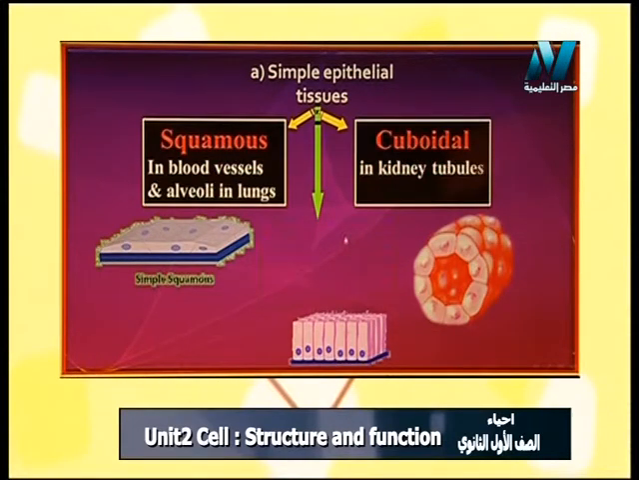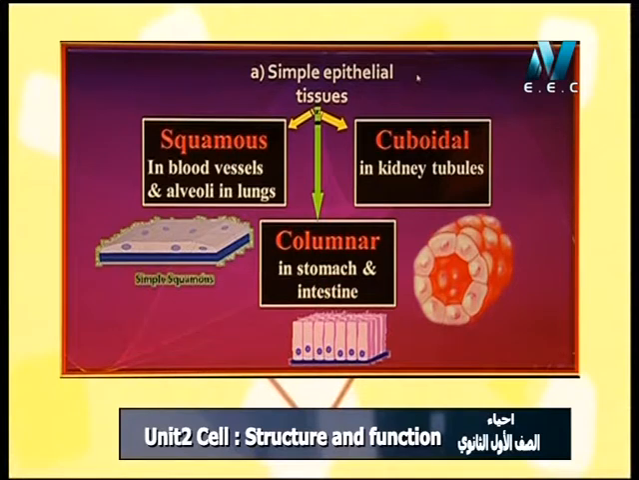The simple epithelial tissue are divided into 3 types: squamous, columnar, and cuboidal tissue. Squamous in blood vessels and alveoli in lungs, cuboidal in the kidney tubules or the nephrons of the kidney, the columnar in stomach and the small intestine. يبقى عشان كده السيمبل tissue دي 3 types: squamous, cuboidal, and columnar.